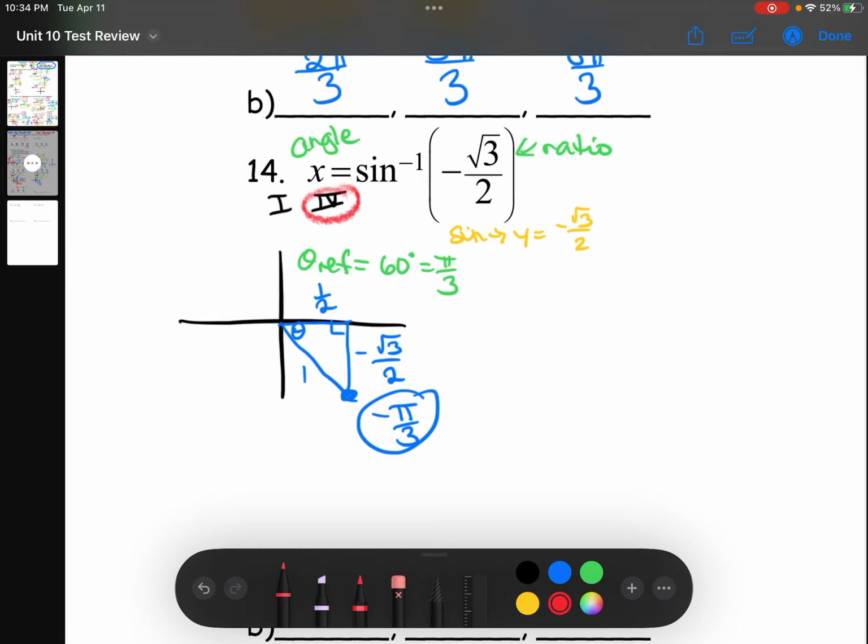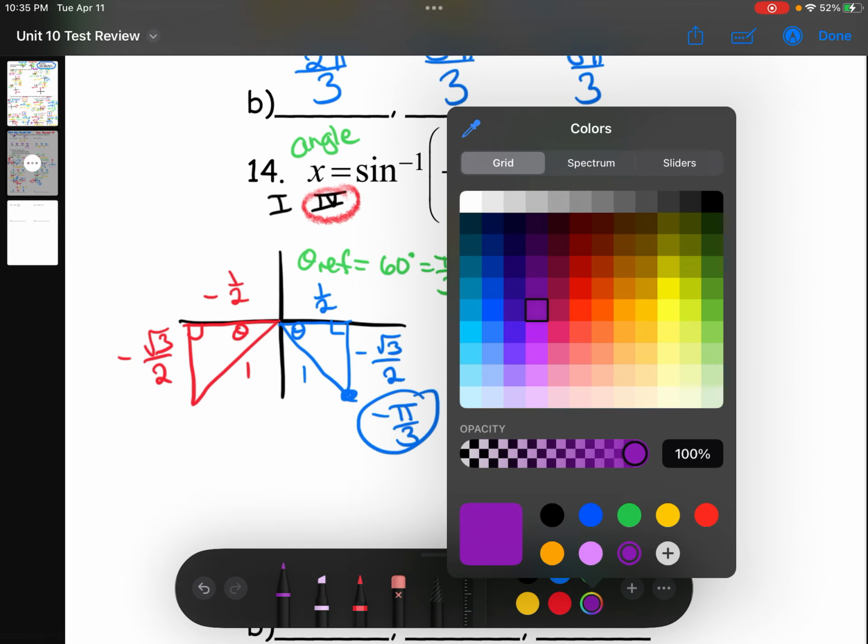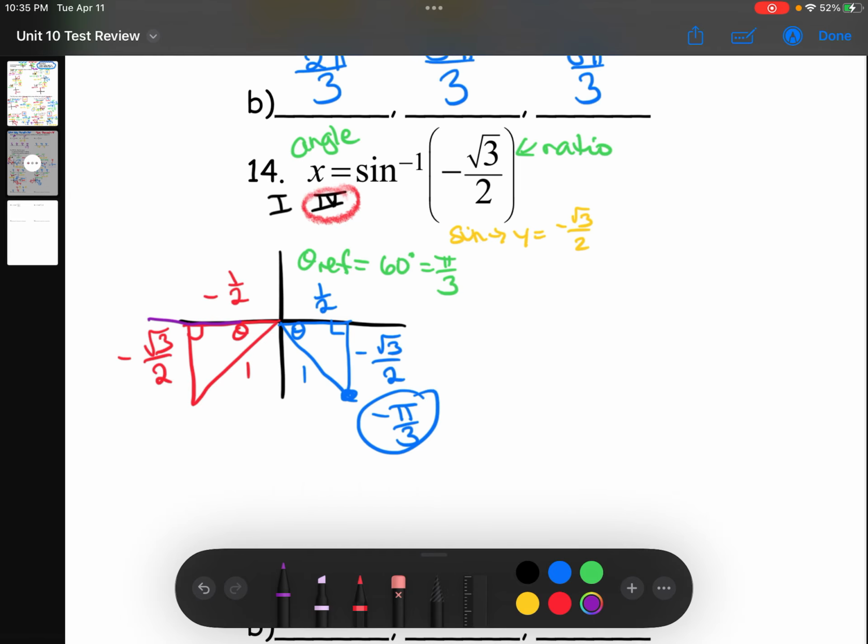Now, the other solution is the other quadrant where sine is negative. Sine is y. Y's are also negative in quadrant 3. So we have our other triangle here in quadrant 3. That y is still negative root 3 over 2. This x would be a negative 1/2 with a hypotenuse of 1. That reference angle is still pi over 3. So the x-axis is 3 pi over 3. We are a pi over 3 past that. That makes this 4 pi over 3.